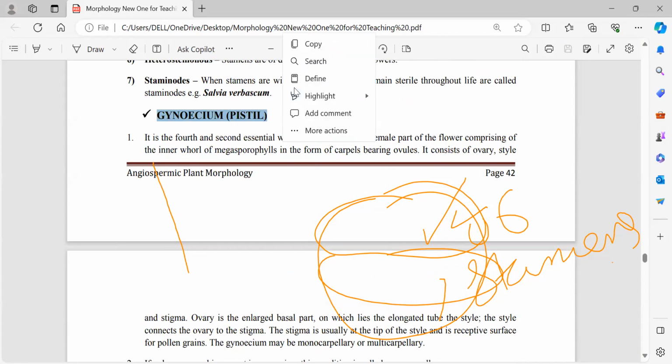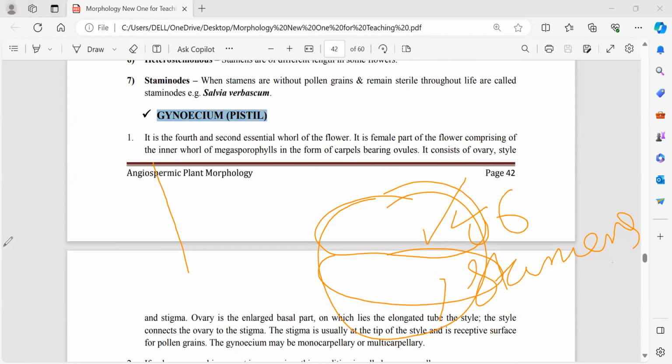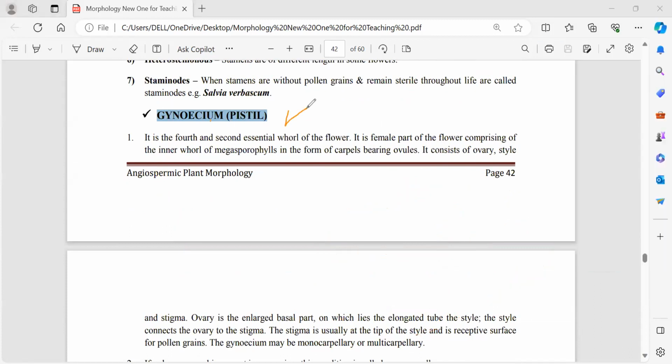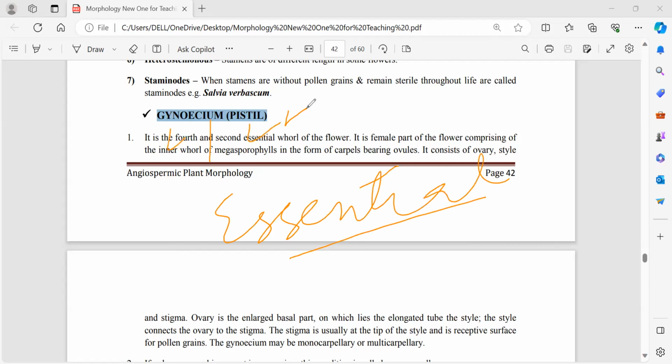Talking about the gynoecium, gynoecium is called the female whorl of the flower. Like androecium, gynoecium is also essential whorl of flower. It is essential in the sense that it is directly involved in reproduction. And it is the fourth and second essential whorl of the flower. It is the female part of the flower which comprises of inner whorl of megasporophyll. This is important. Megasporophyll.